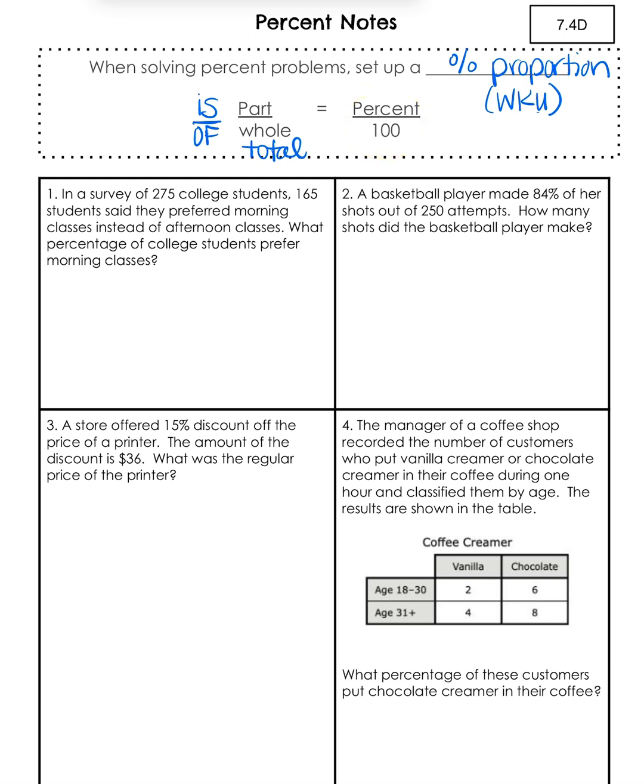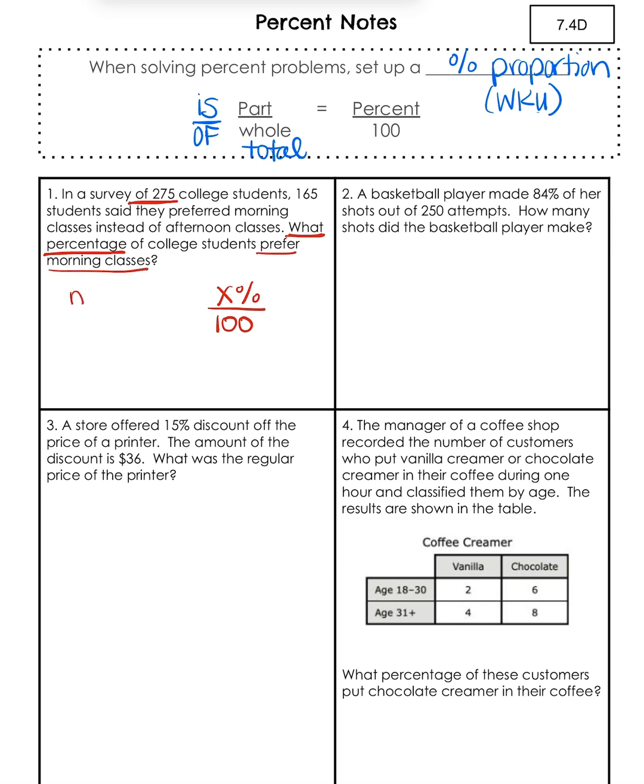Our first example says, in a survey of 275 college students. So that's the first thing I'm going to notice is the word of, 275. It said 165 students said they preferred morning classes instead of afternoon classes. What percentage? So there's our keyword, what percentage? So that means percent is missing. So I'm immediately going to put x percent over 100 because the percent's missing, and I know percent goes over 100.